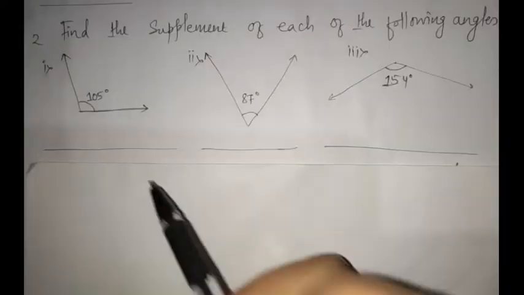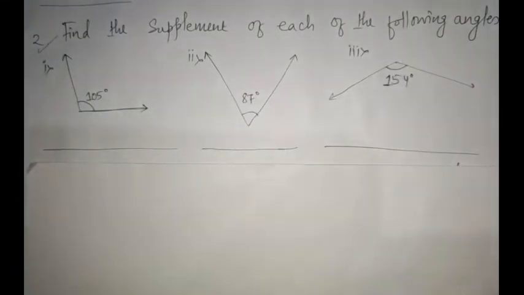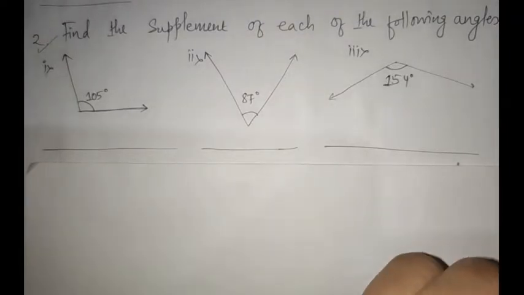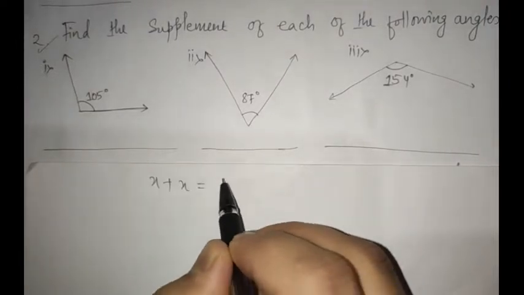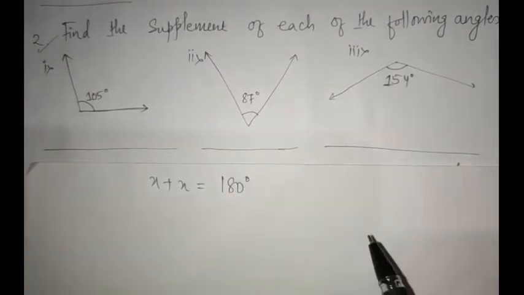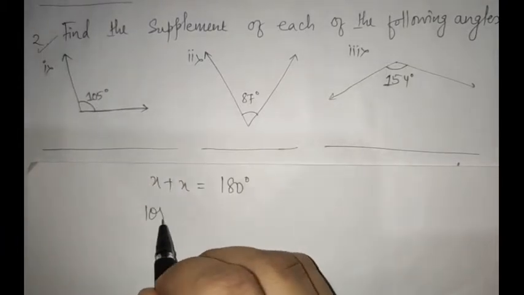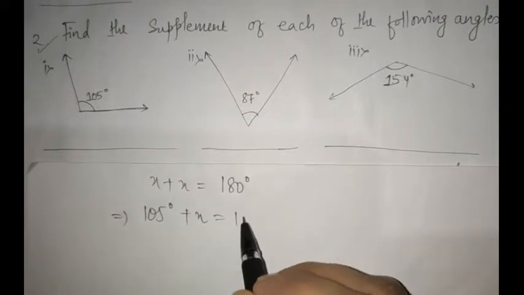Similarly, proceeding forward to question number 2, we have to find the supplement of each of the following angles. In this one, I have also discussed supplementary angles with you. The sum of two angles in the case of supplementary angles is 180 degrees. One angle is known, that is 105 degrees. Let us write 105 degrees here, plus another angle we have to find, and it is 180 degrees.